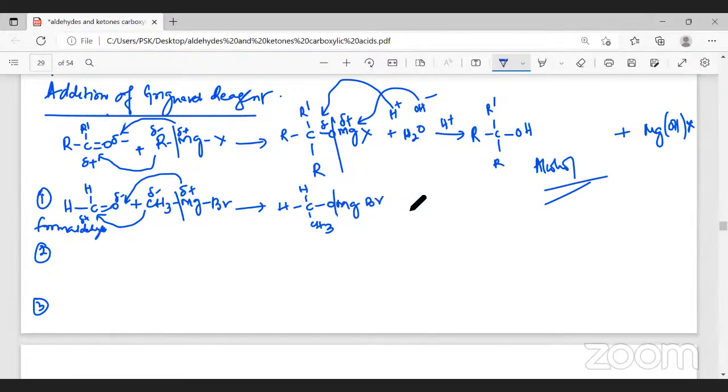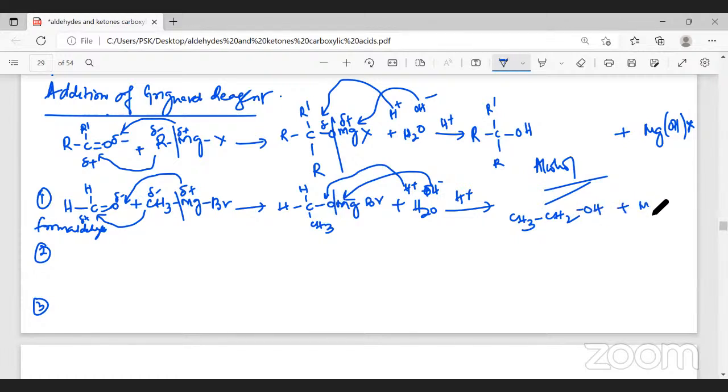Now, this again, when you hydrolyze, hydrolysis in the presence of an acid. So what happens? H plus will attack oxygen, and OH minus will attack magnesium. So what's the product you get? You get CH3, CH2, OH, plus Mg(OH)Br.